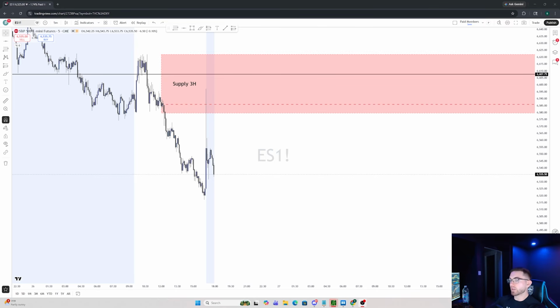Now, I do want to say most traders lose because they take too many trades. They're constantly in the market, forcing setups that aren't there. But everything changed for me when I simplified. Now I focus on one high probability setup per day, and that's it.